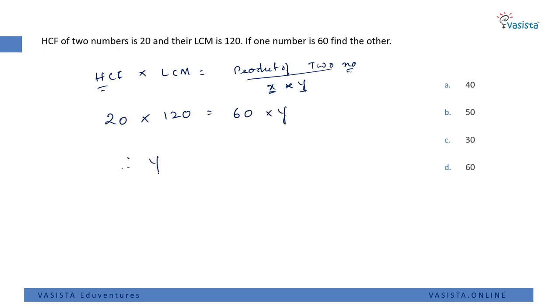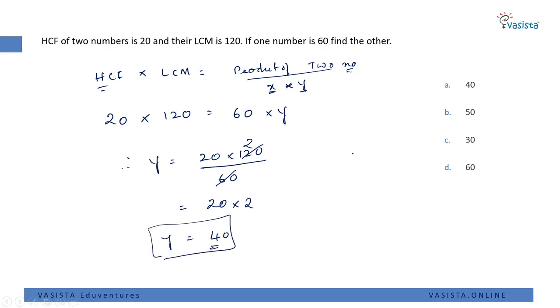So therefore the second number is equal to 20 into 120 by 60. Now simplify it here: 60 ones are 60, 60 twos are 120, so 20 into 2, which is going to be 40. The other number is 40, right? Option A is the right one.